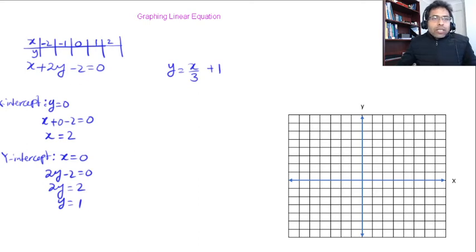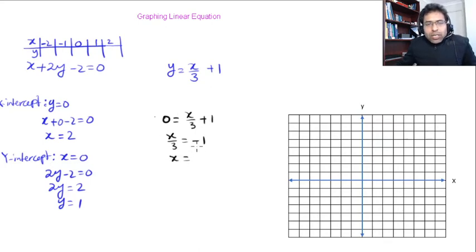Now, how about the other one, the second equation? When y equal to 0, we substitute, so I can write it down: 0 equals x over 3 plus 1. So I can say x over 3 equal to minus 1, moving plus 1 to the other side. Now you can say x equal to 3 times minus 1, so minus 3 would be the x. And when we are doing the y-intercept, our x will be 0. If you put x equal to 0 into the equation, then y will be 1.